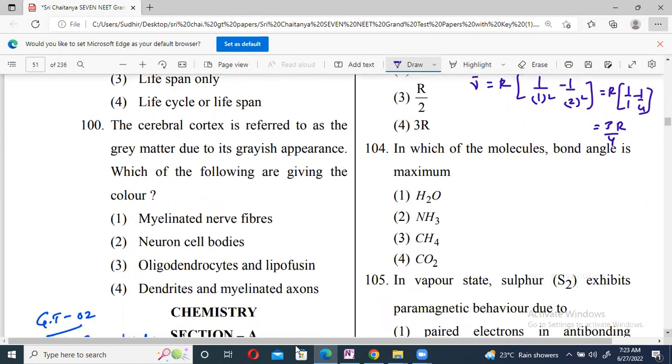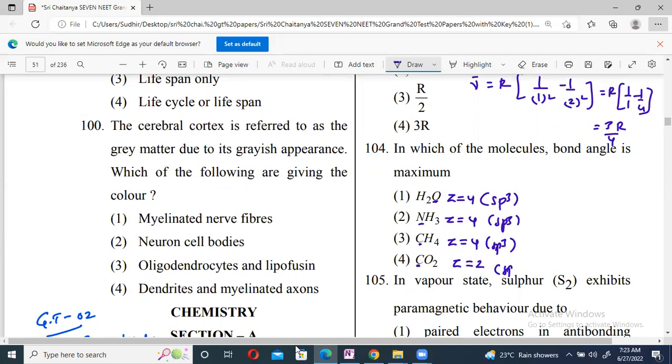3R/4. 104. In which of the following molecules is the bond angle maximum? But you should know the hybridization concept. If you don't know, please go through the chemical bonding in my YouTube, where you are going to get the determining of the hybridization. Z value for oxygen is equal to 4. Z value for nitrogen is equal to 4. Z value for carbon is equal to 4. Z value for this carbon is equal to 2. If it is 4, it means hybridization is sp3. But Z value 2 means sp. sp bond angle 180. And the others are 109 degree 28 minute.